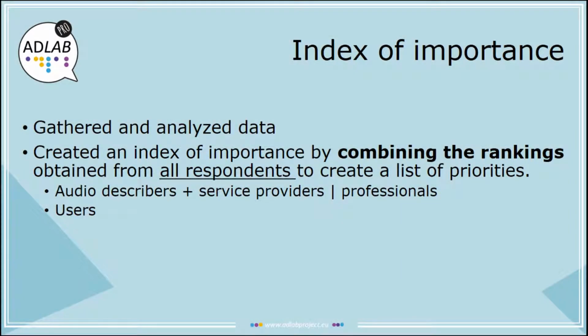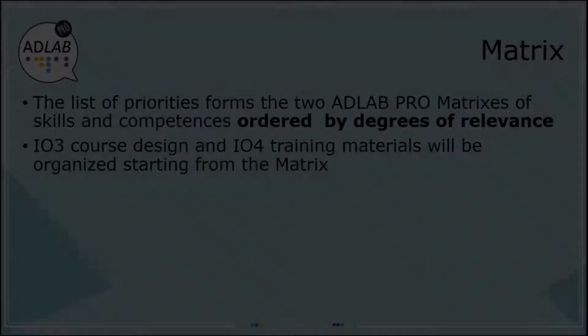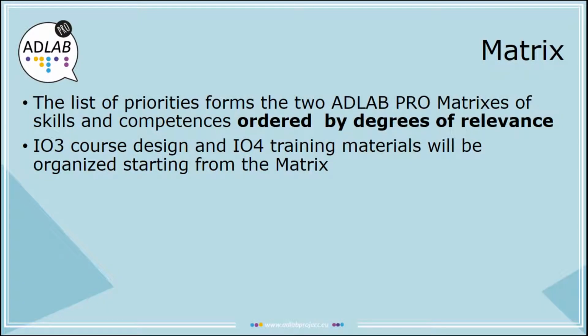So what happened is that we got all the data, and then we decided to merge and combine the rankings of, well, actually not all respondents, but divided into 2 major categories: professionals and users, basically. Okay, so that we could have the 2 perspectives. And that enabled us to create what we call this matrix, which is a list of priorities according to the 2 categories of people, ordered by a degree of relevance.